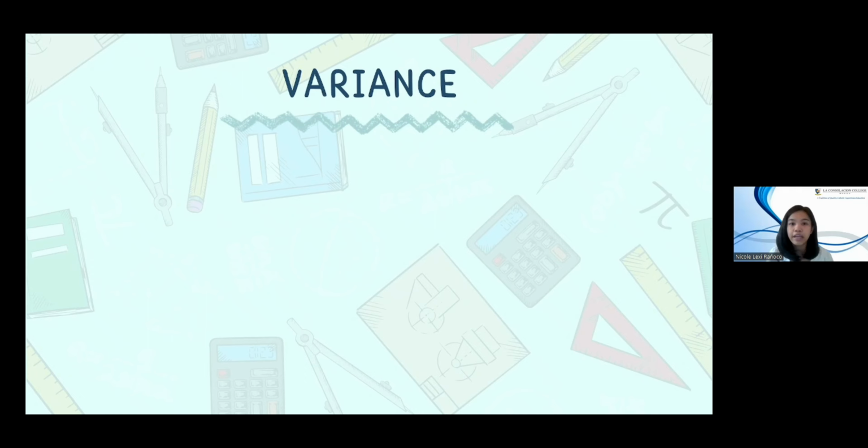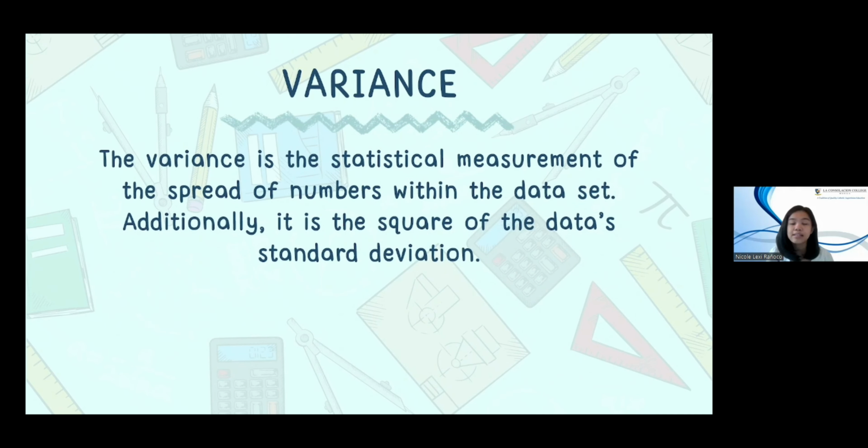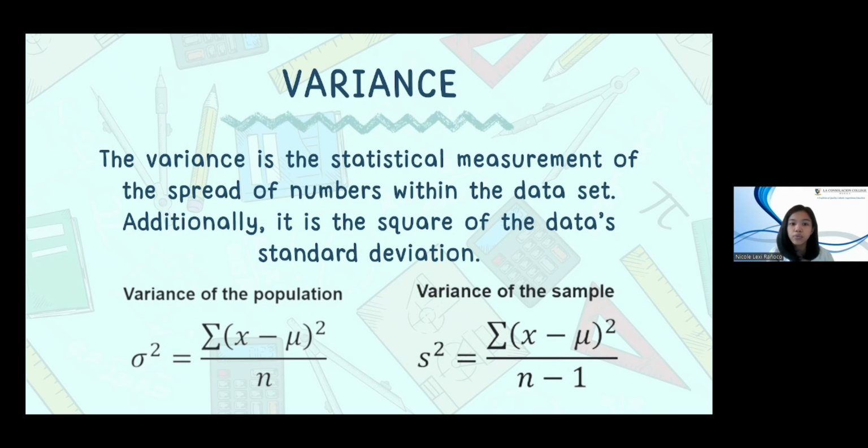The next is variation or variance. The variance is the statistical measurement of the spread of numbers within the dataset. Additionally, it is the square of the data's standard deviation. There are two formulas that can be used to compute the variance.